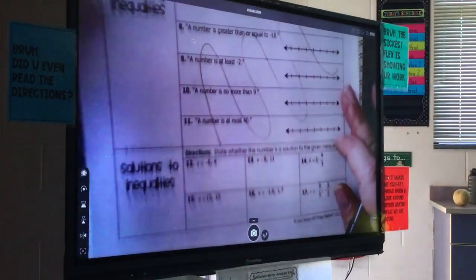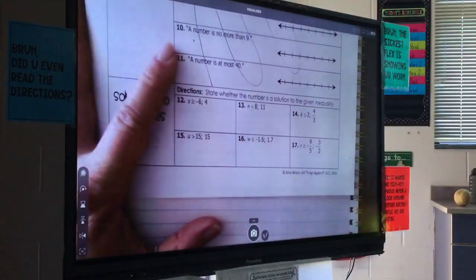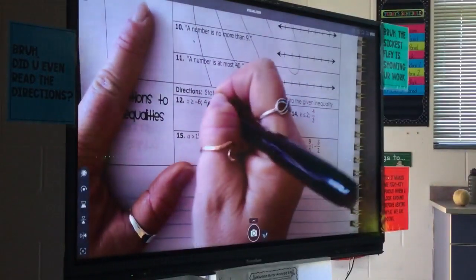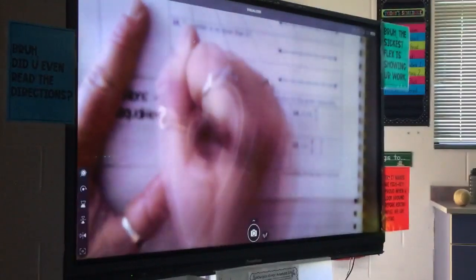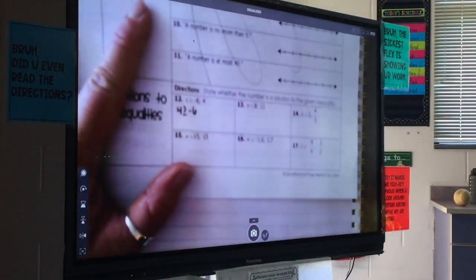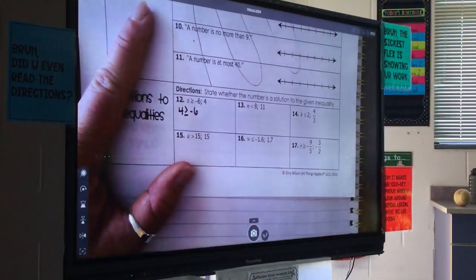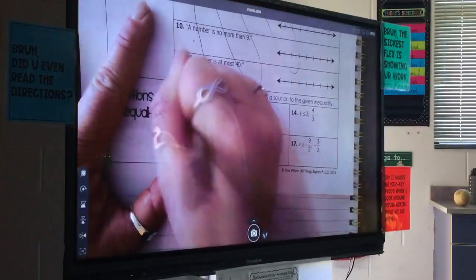Now, the last part down here, you have to state whether or not the solution that is given to you makes the statement true. Because in any inequality, you're always trying to figure out, is the statement true? So you're going to plug in 4 for x, and I'm going to write 4 is greater than or equal to -6. Is that true? Yes or no? Last time I checked on a number line, 4 is greater than -6. So you're simply writing yes.